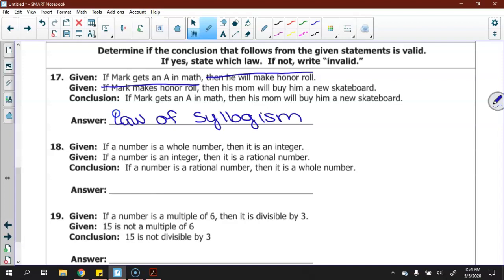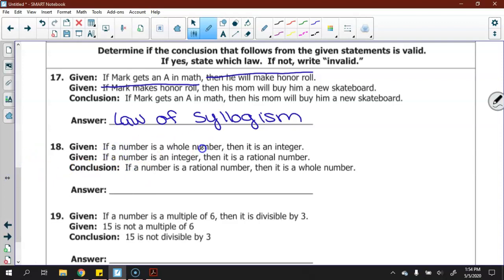Because if he gets an A, then he makes honor roll. If he makes honor roll, then he gets a new skateboard. You're getting rid of the honor roll part, because let's be honest, Mark really doesn't care if he gets honor roll. Mark just really wants a new skateboard. All right, ready for 18?